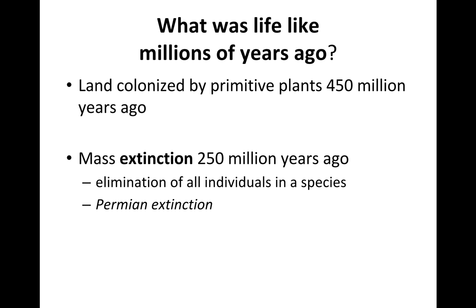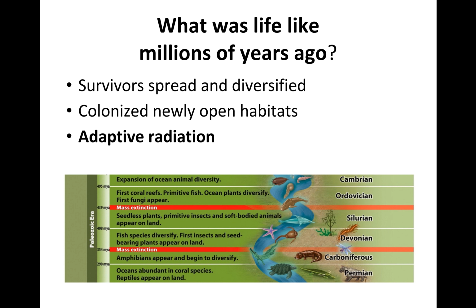After about 250 million years ago, there was a mass extinction. And remember, an extinction is an elimination of all individuals in a species. The first known mass extinction was called the Permian extinction.